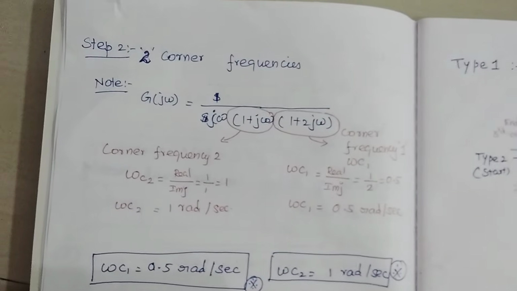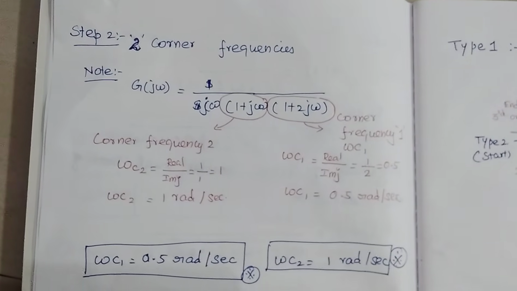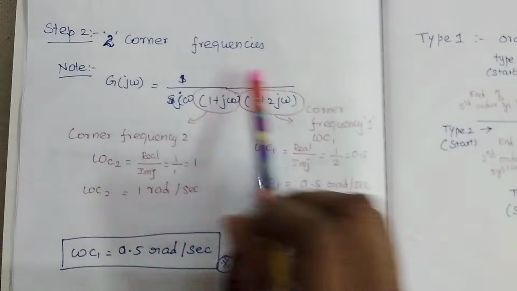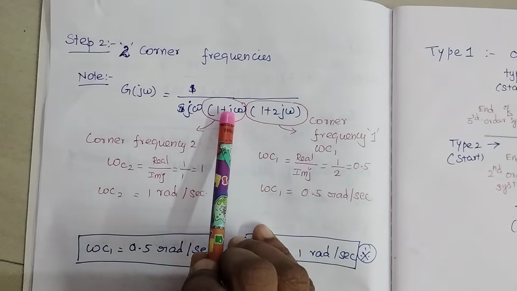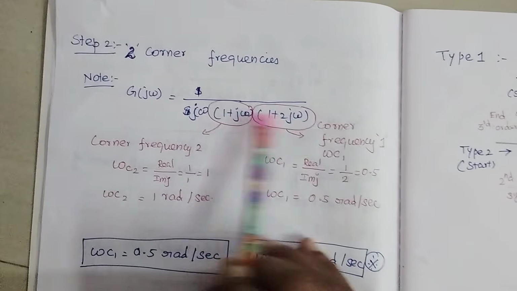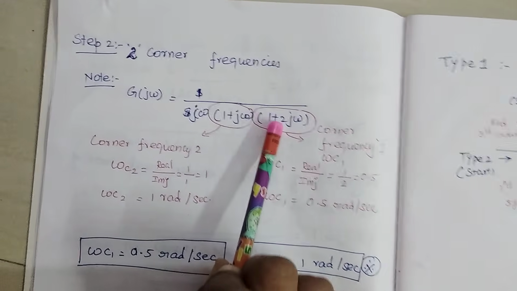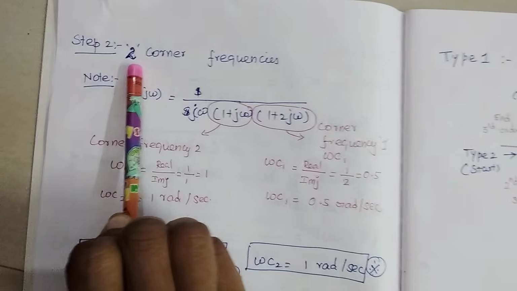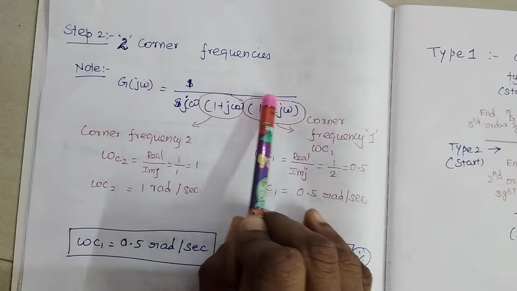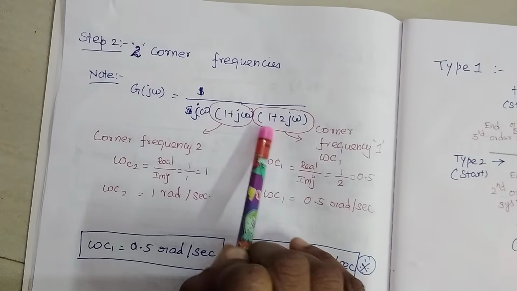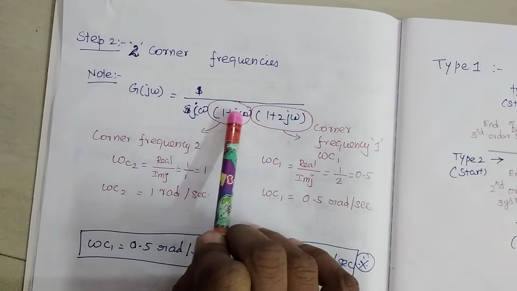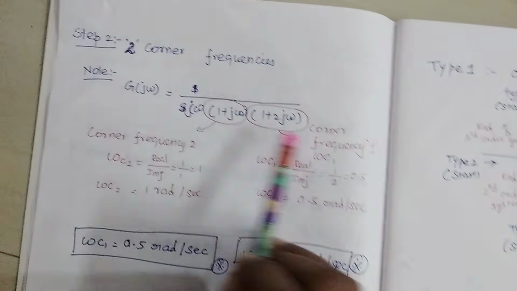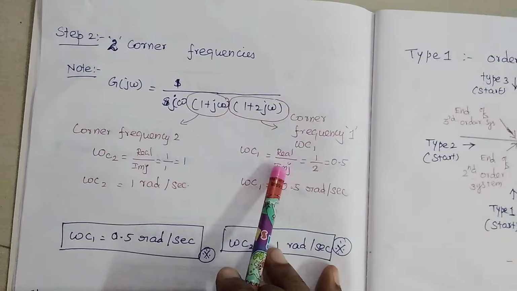Then during step 2, we need to calculate the corner frequency. Here in the denominator side we have 1 plus s terms. So in this problem we have 2 corner frequencies. The rightmost one is corner frequency number 1, and here is corner frequency 2. How to calculate the corner frequency?